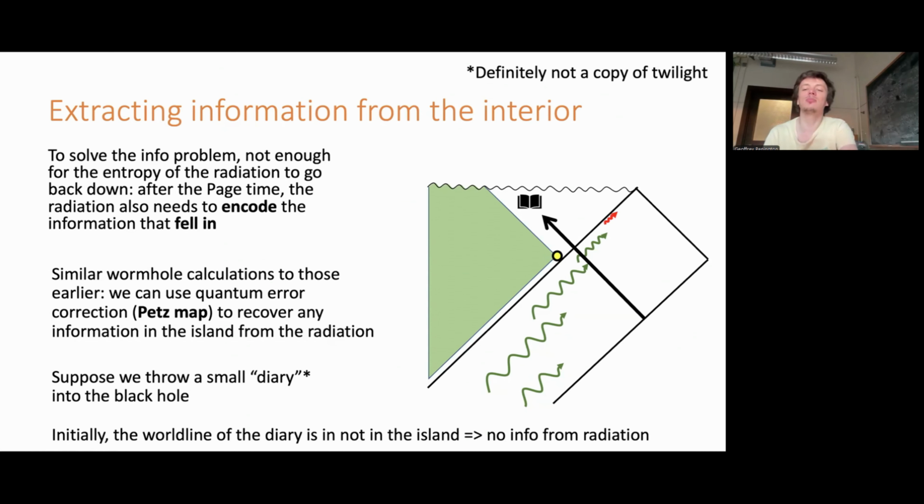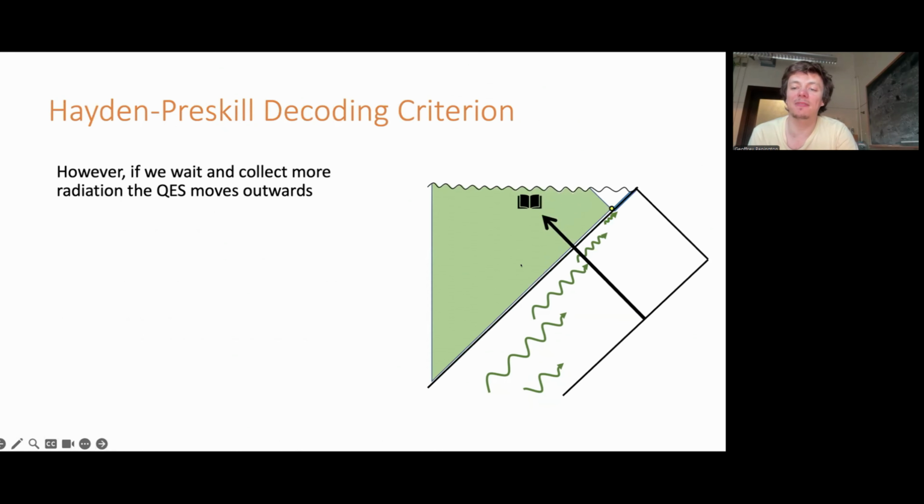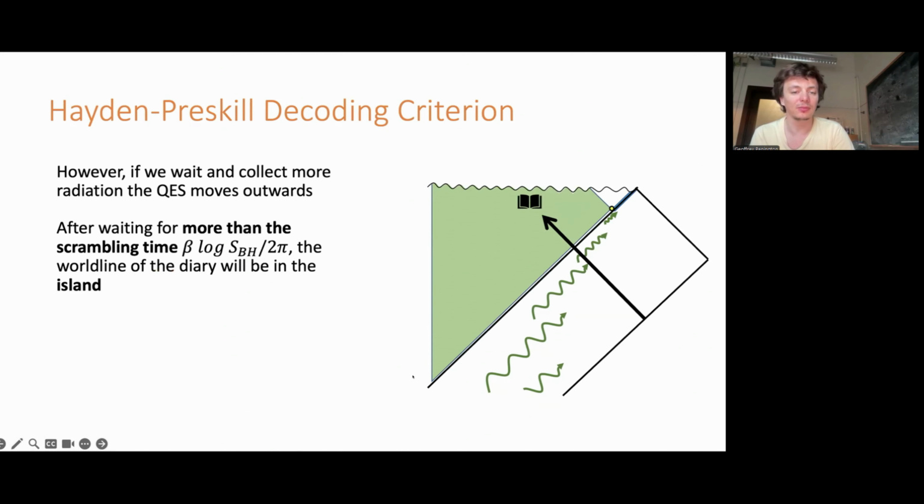And as more radiation comes out, the definition of the island changes, because the definition of the island depended on what radiation we're including. In fact, the island gets bigger. It sort of moves upwards and outwards. So now more of the black hole is inside the island. If we wait long enough, then this world line of the diary that fell in is now inside the island rather than outside. So if I wait for a bit more radiation to escape, then somebody can actually learn what the diary was. We can compute exactly how long you have to wait.